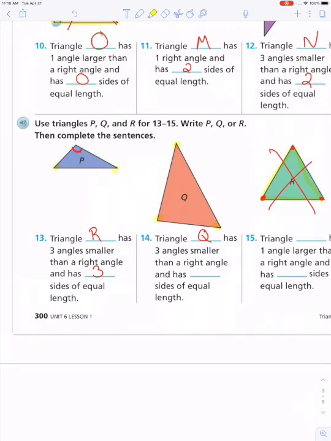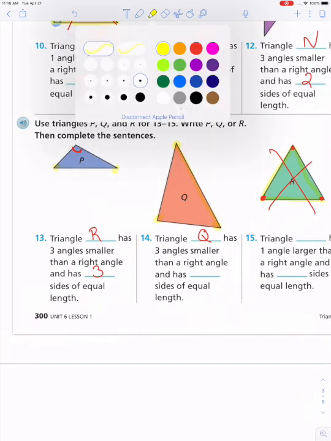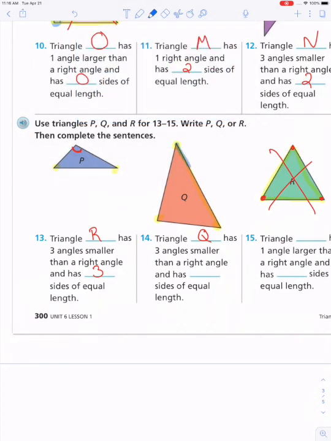But if we look at our sides, let me change colors so we can see a little better. It doesn't look like any of the sides are the same length. If I get my ruler out and measure, it looks like this is the longest side, and it looks like this is the shortest side, and this would be the middle length. And so it doesn't look like we have any sides of the same length on there. Okay, so that's going to take us through Q.